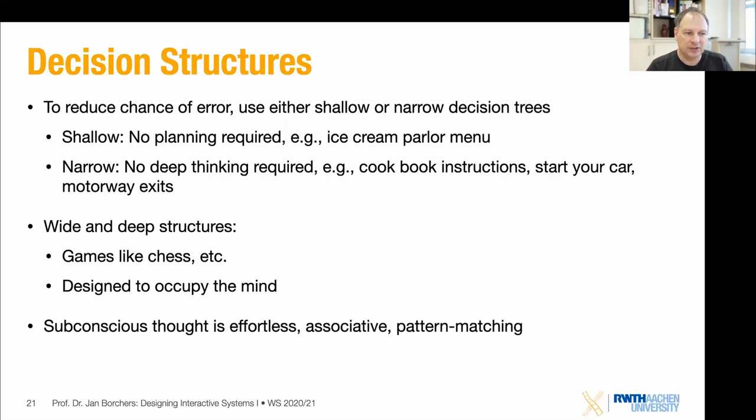On the other hand, a narrow decision structure can also help you. For example, like if you take cookbook instructions or how you start your car or stuff like this, it takes only one decision at a time. That is very easy, usually a binary decision. We say this or that, and then you move on and you can forget about the other one and then the next one comes up.